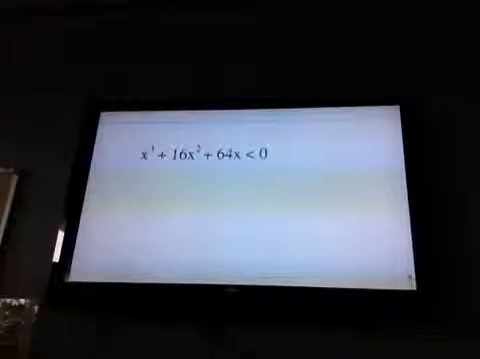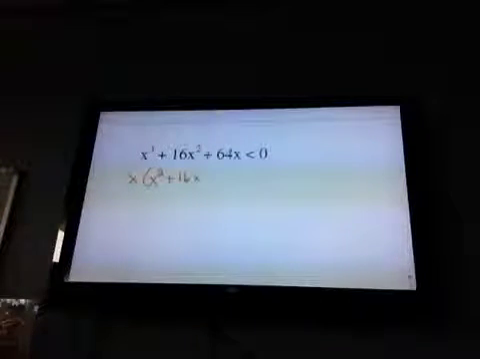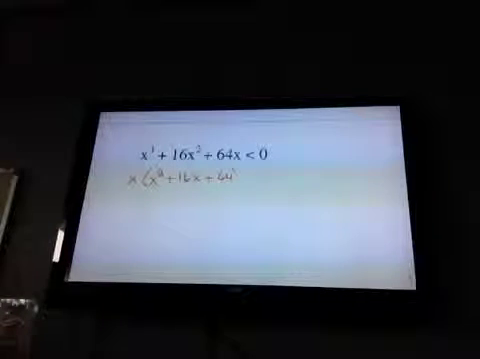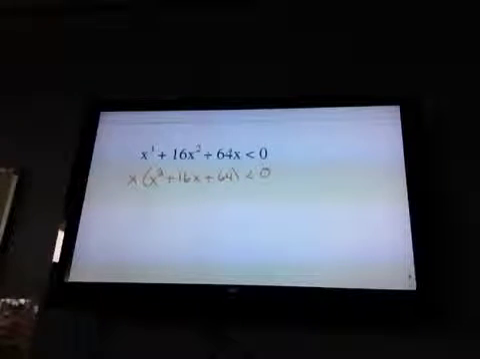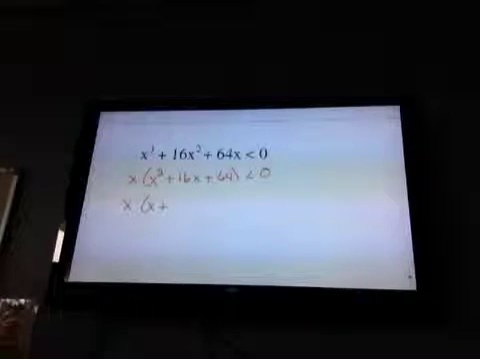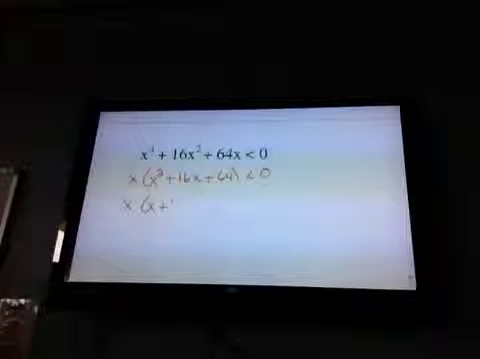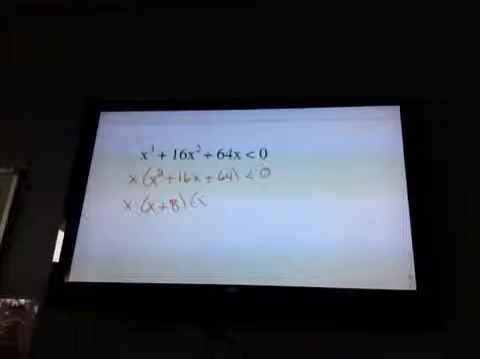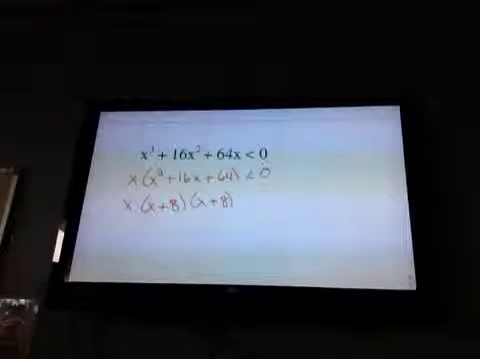All right, so we got a factor. It's got my 0, so that's good. Take out an x. x squared plus 16x plus 64 is less than 0. And then I factor: x plus 8. Wow, my brain just went really weird right there. x plus 8 less than 0.